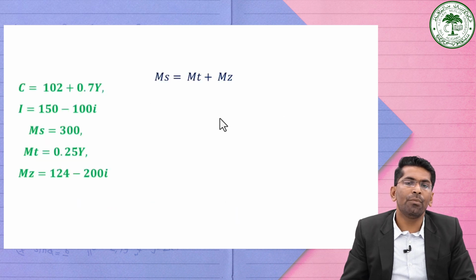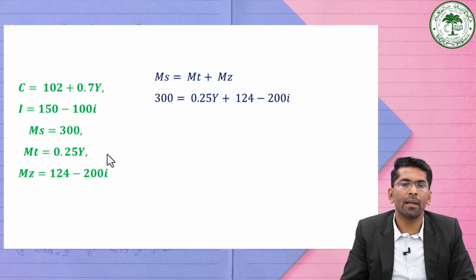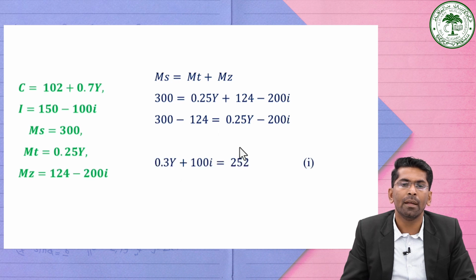Now, with the given information, we also want to find the LM curve. The money market is in equilibrium when the demand for money is equal to the supply of money. So MS, the supply of money, is equal to the demand for money, which is MT plus MZ. The information regarding MT and MZ is given, so we can directly substitute these values. The money supply, which is 300, equals MT, which is 0.25Y, plus MZ, which is 124 minus 200i. Rearranging this equation, taking 124 to the left side, we get 300 minus 124, which is equal to 0.25Y minus 200i. So 0.25Y minus 200i is equal to 176.